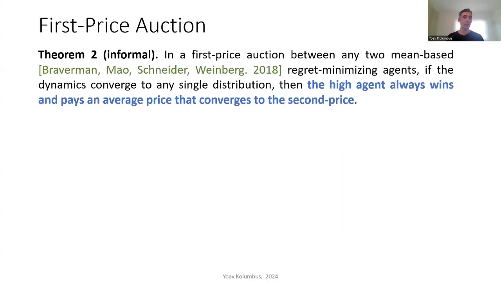And now, when we look at first price auctions, we see that if we have two mean-based regret minimizing agents, mean-based learning algorithms being a large class of algorithms defined in the paper cited here.